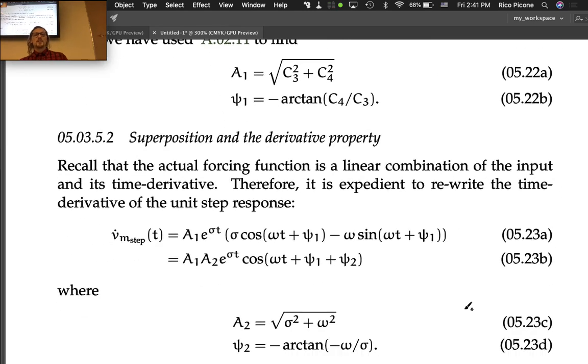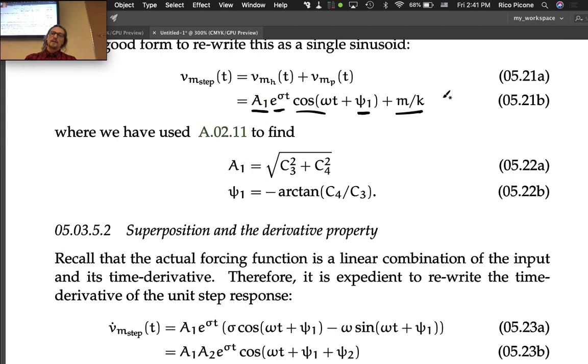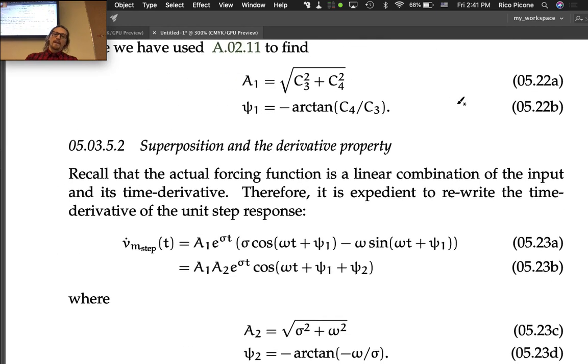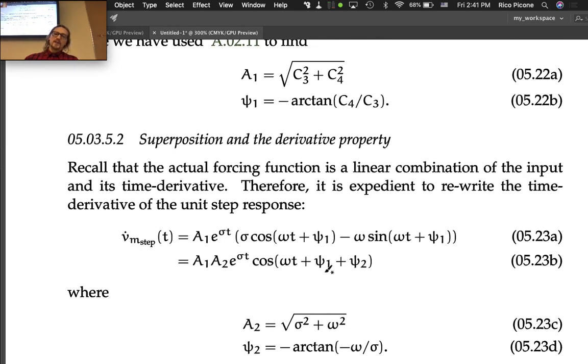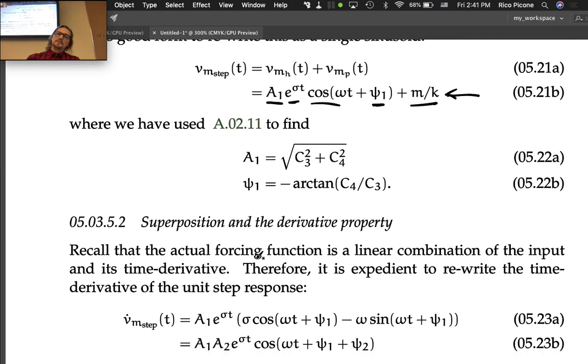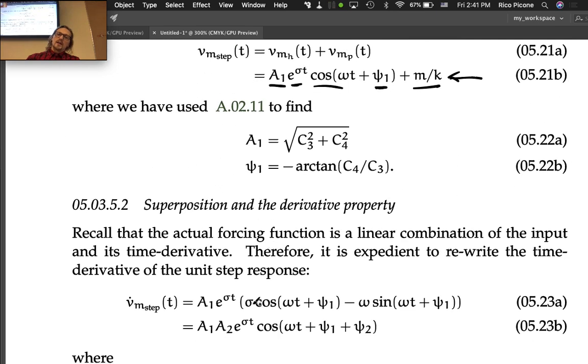And now we're going to use superposition and the derivative property to derive the specific solution in the case that we actually have, right? So recall that the actual forcing function is a linear combination of the input and its time derivative. Therefore, it is expedient to rewrite the time derivative of the unit step response. So we just take the time derivative of 521, so the time derivative of that expression, and it gives us this expression.